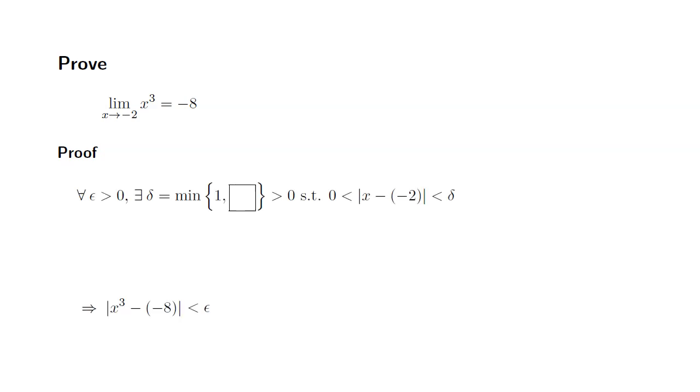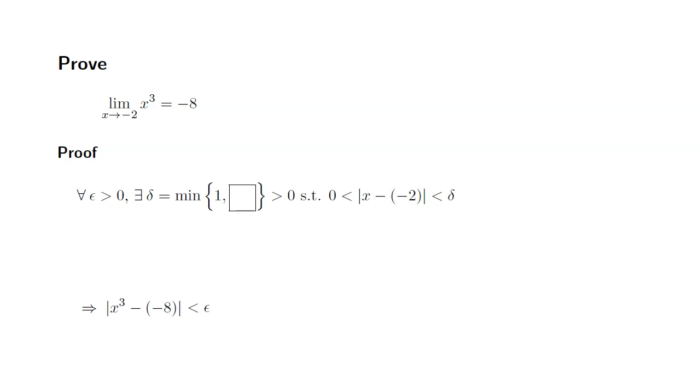All right, so let's start with stating the definition. For all epsilon greater than 0, there exists a delta, which is the smaller number between 1 and the box, which we need to figure out, greater than 0, such that if the distance between x and -2 is strictly between 0 and delta, then we can make sure that the distance between x cubed and -8 is less than epsilon, right?